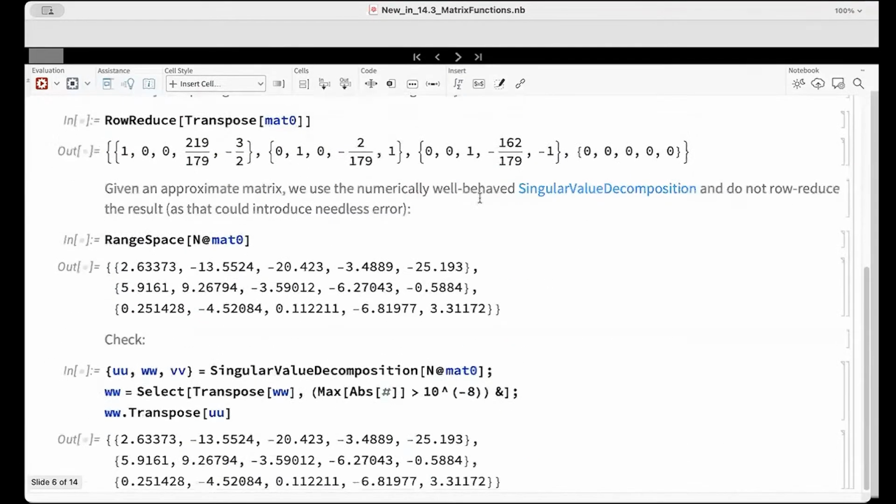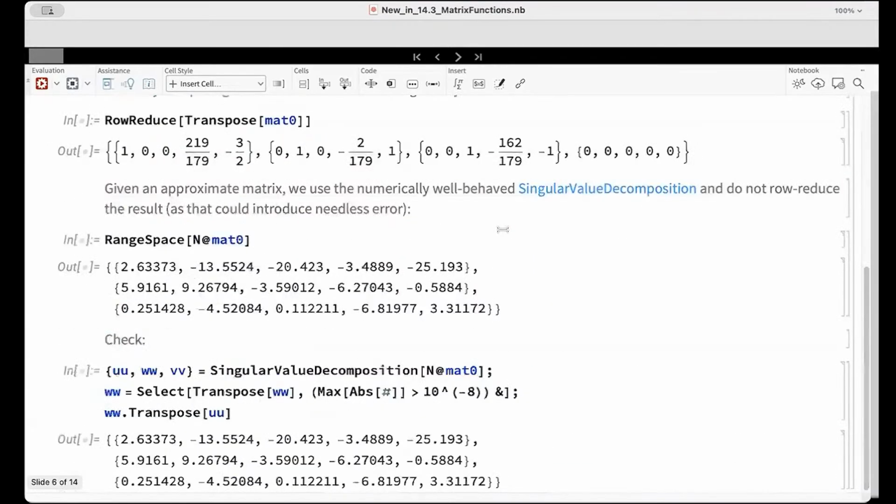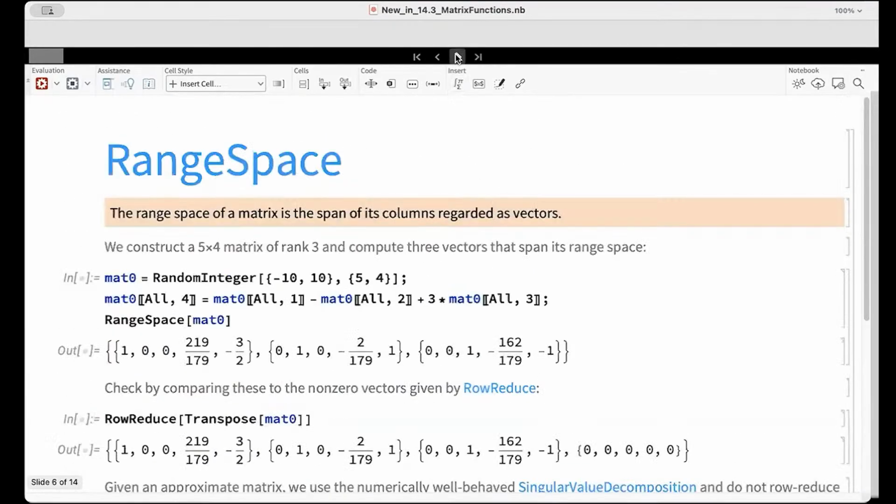The range space, well, I won't say too much about this. It is what it says it is. It's the span of the columns of a matrix, if you think of them as vectors. And, well, I give a couple of brief examples. It's a nice thing to have because sometimes you want to know the span of the column space, and this is a direct way now to get it. Before, you had to do some linear algebra.